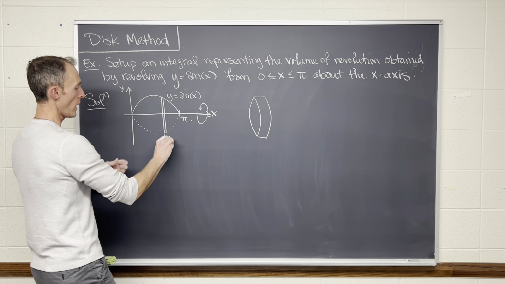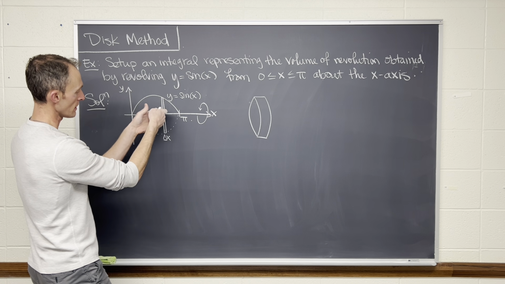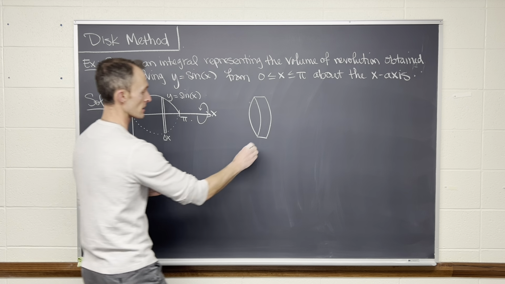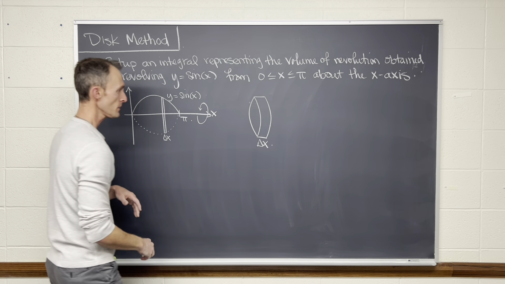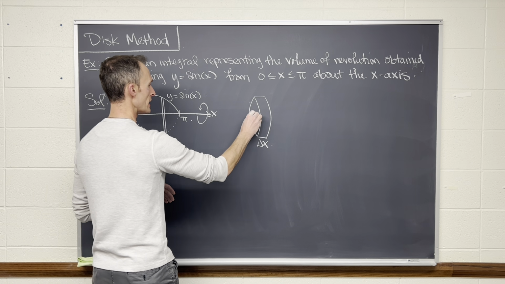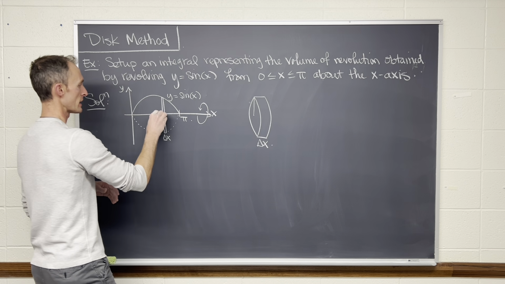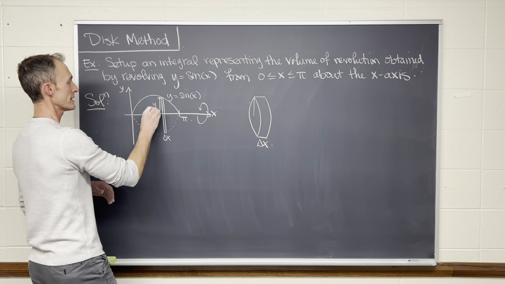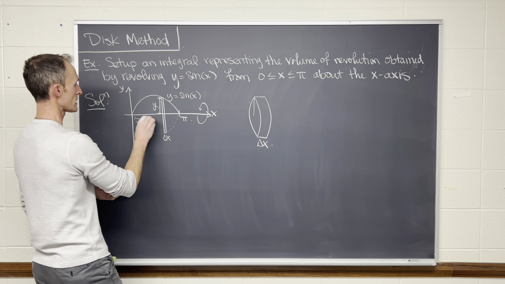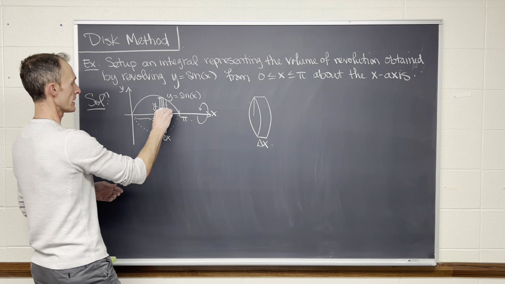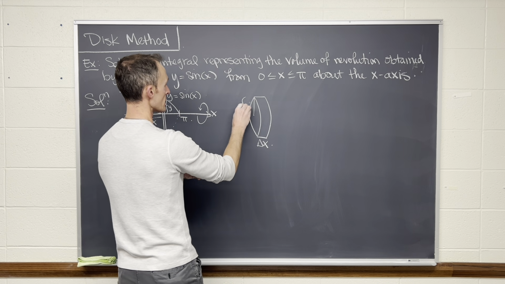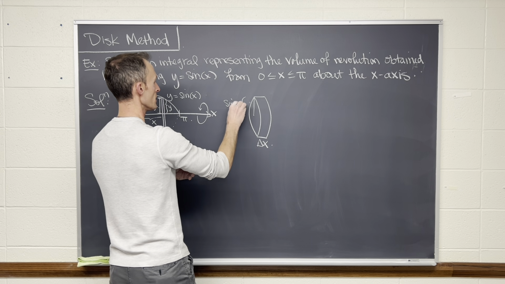How wide is it? It's measured along the x-axis in terms of its thickness, and I'm going to call that delta x. So this is delta x thick. Now, what is its radius, from here to here? That's the radius that goes from here up to the curve. What is that height? If this distance is x, then this height is y, which is equal to sine of x. So this radius is sine of x.